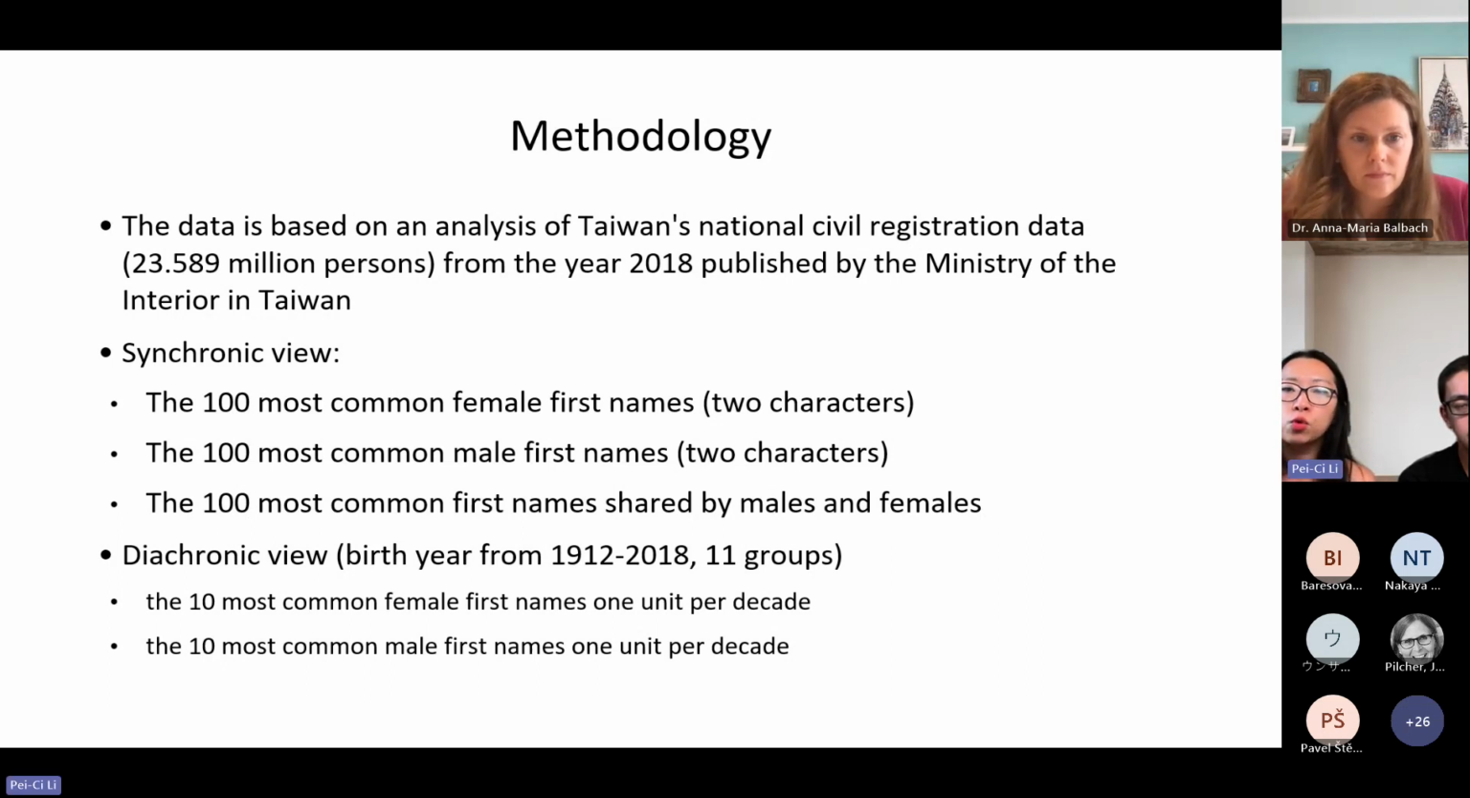In the diachronic view, we examine the 10 most common female and male first names for each decade, spanning birth years from 1912 to 2018, resulting in 11 groups. It's worth noting that this data is derived from currently living individuals, so there are fewer names recorded for earlier periods compared to more recent ones.